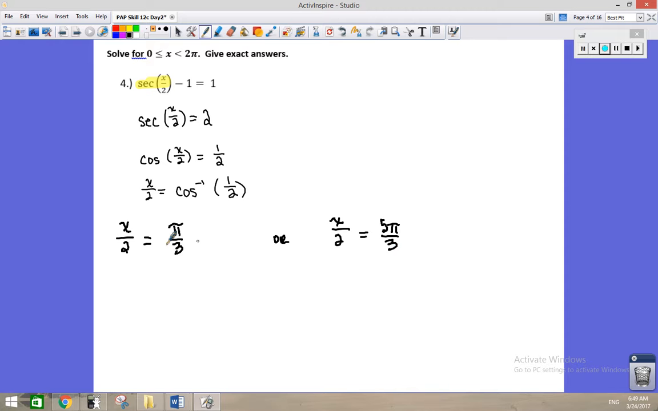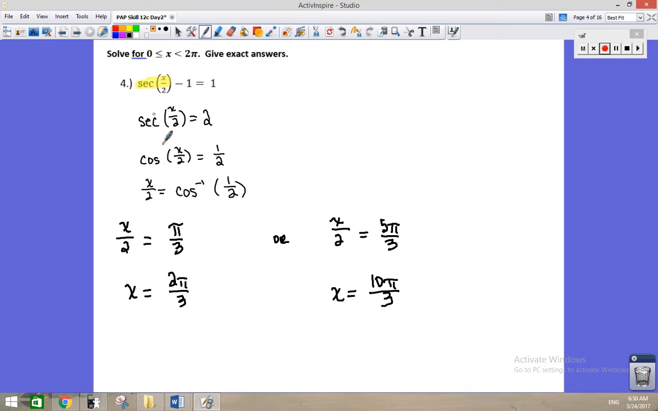Okay, let's multiply both sides, but we've got to get the x by itself. Multiply both sides by 2, and we get 2 pi over 3 and 10 pi over 3. Alright, now let's come back and look at this x over 2 for secant.